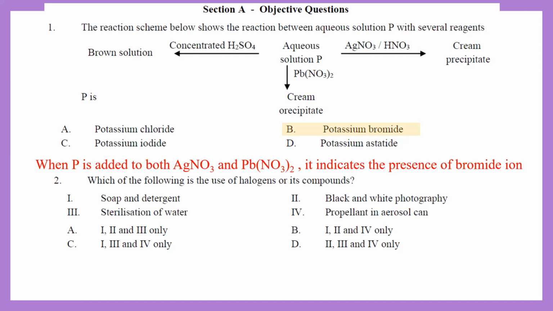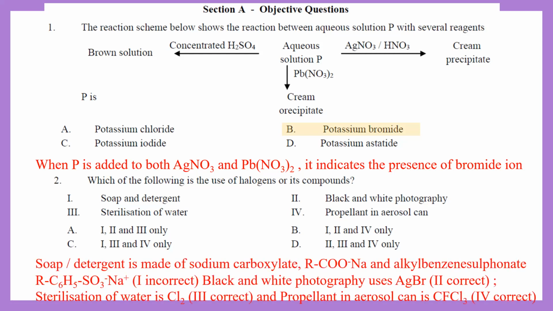Then number 2, which of the following is the uses of halogen and its compound? Soap and detergent are made from sodium carboxylate, RCOONa, and alkyl benzene sulfonate, RC6H5SO3Na. So therefore, it is not a halogen compound. So number 1 is wrong. Okay, so black and white uses AgBr, which is correct. Sterilization of water uses Cl2, which is also correct. And propellant in aerosol uses CFC, which is a chlorofluorocarbon, so also correct. So the best answer in here is 2, 3, and 4. Therefore, the answer is D.